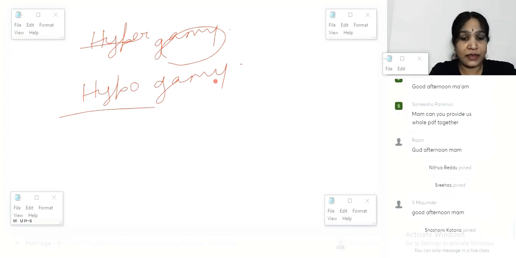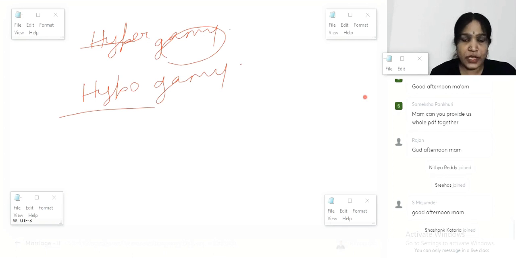Then you may ask me one question. Higher varna, higher caste, that is called hypergamy. Lower varna, lower caste, that is called hypogamy. Yes, exactly the correct question I got. Lippy is asking me this question: from whose perspective should it be considered, from the man's perspective or from the woman's perspective? Who is marrying a person from the higher caste? Answer this, everybody.